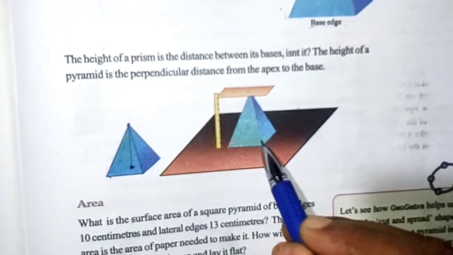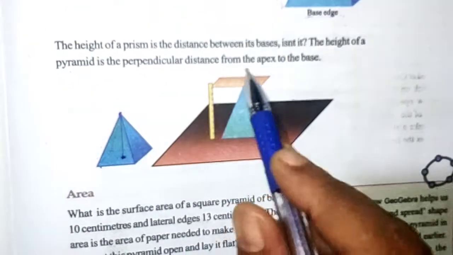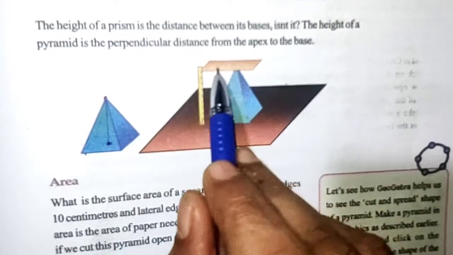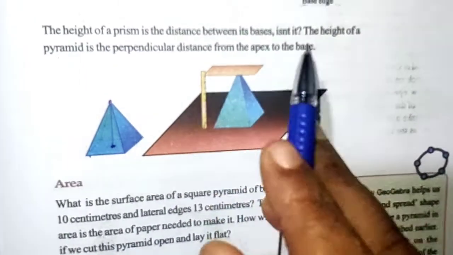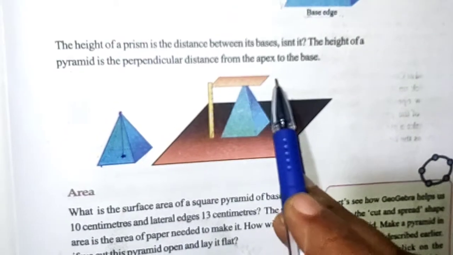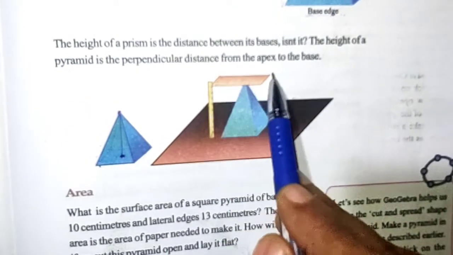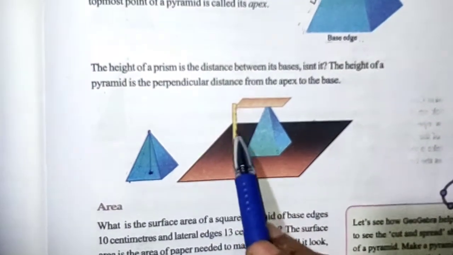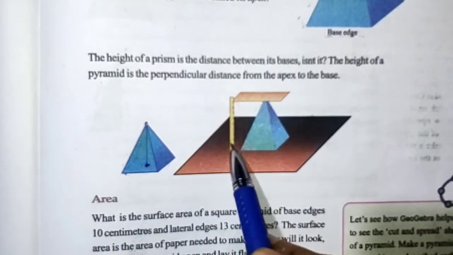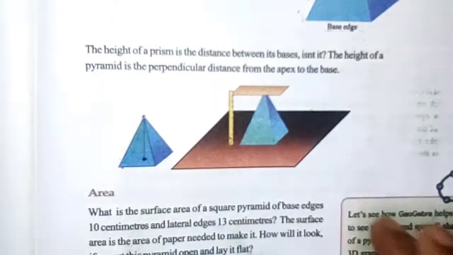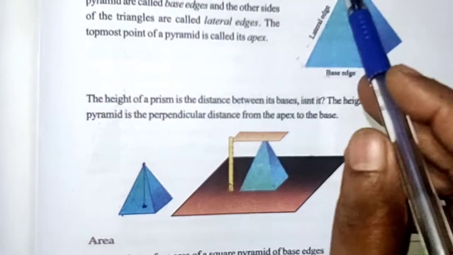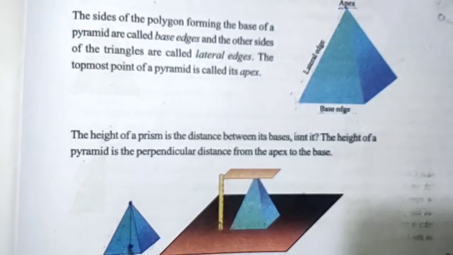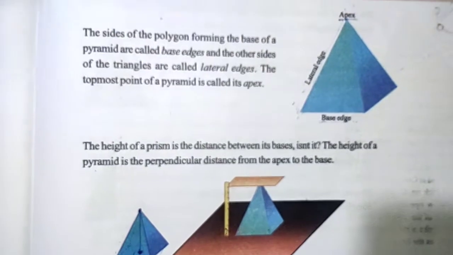How can we measure the height of the pyramid? Just place the pyramid like this, and take a scale, and use another thing, you can take a book itself. If you place it on the apex and see where it reaches on the scale, that is the height of the pyramid. So here we have a base edge, this one is a lateral edge, this is the apex, and this one is the height of the pyramid.